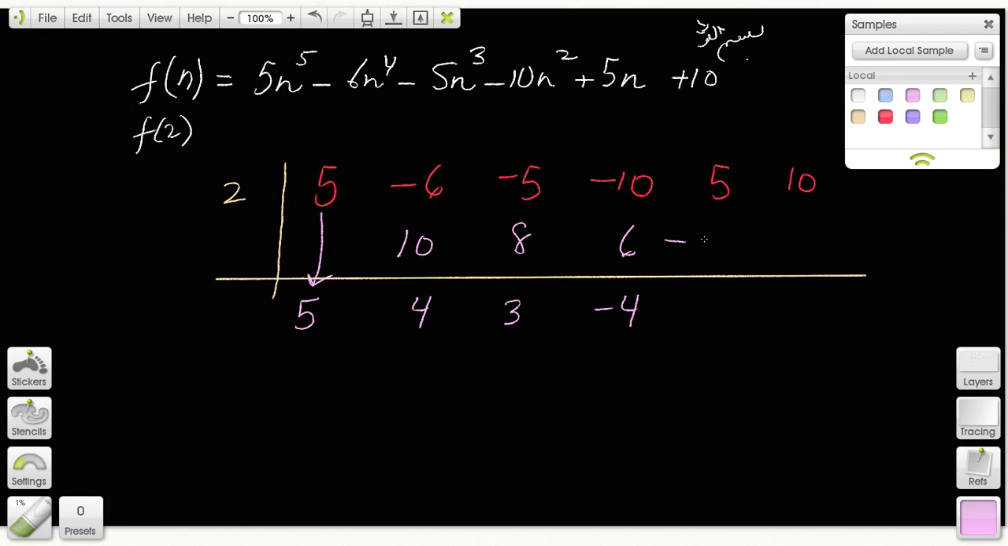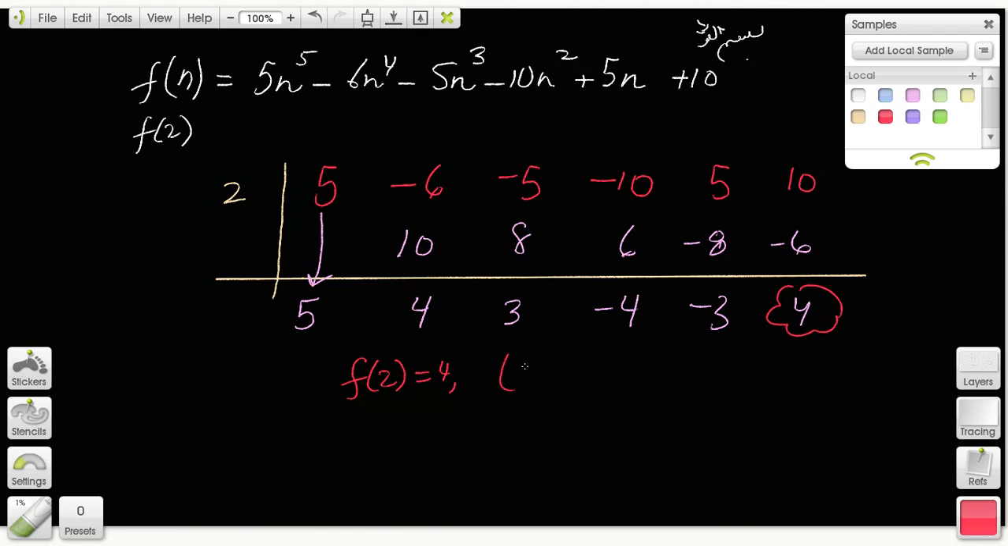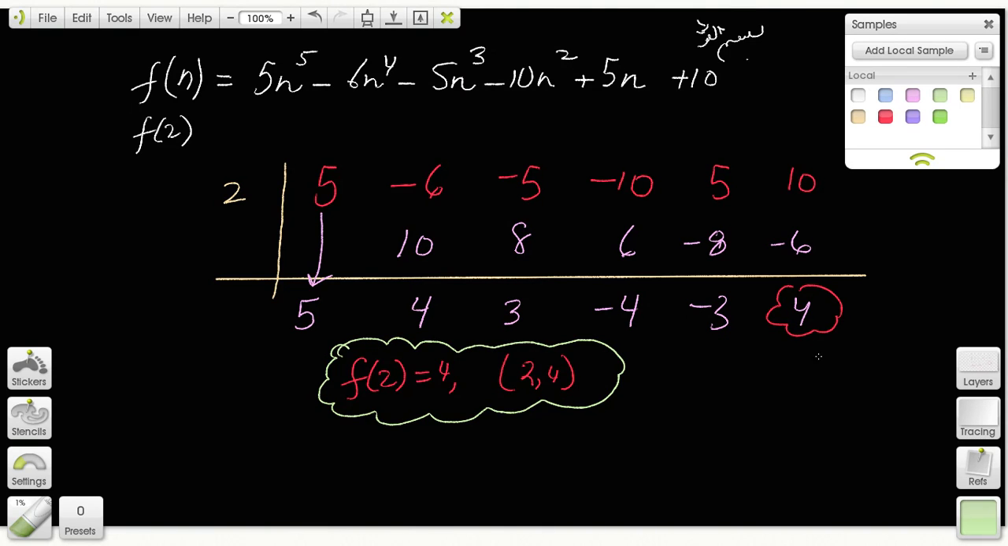Then multiply, negative 8. So negative 8, so that's negative 3. 2 times, that's negative 6. The answer is 4. Okay, so that's the answer. So f of 2 equals 4, or the ordered pair 2, 4 is one of the points on the graph like this. Okay, you got that?